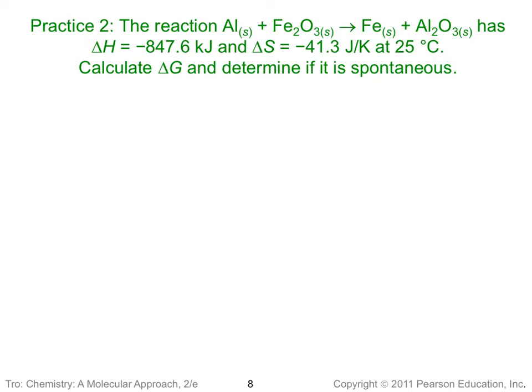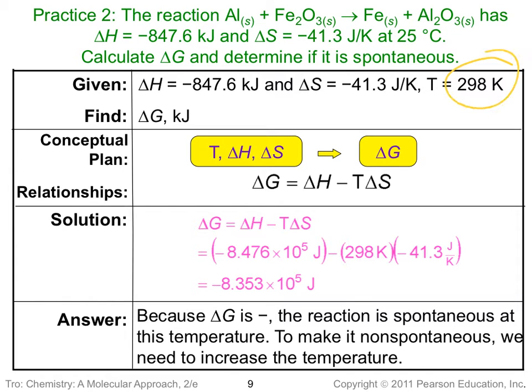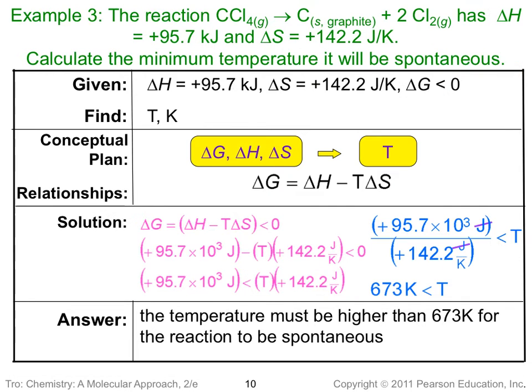So again, we've got these terms, kilojoules and degrees C, and we're going to have to deal with those. So here's where we do it: 298, and change this one to joules, and sure enough, you get a negative. All right, so it is a spontaneous reaction. We can also look at these problems and say, okay, when is it not? So in the previous example, when is it non-spontaneous?